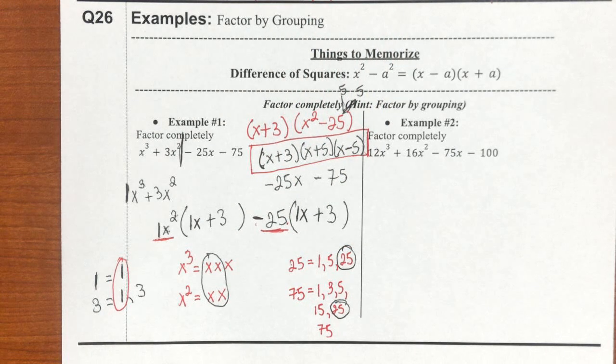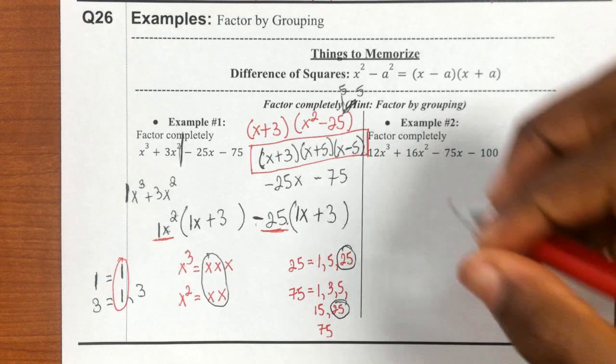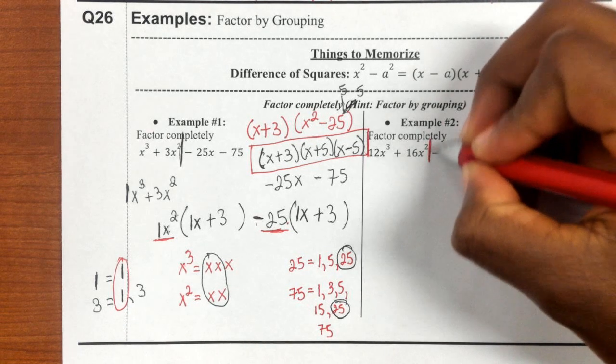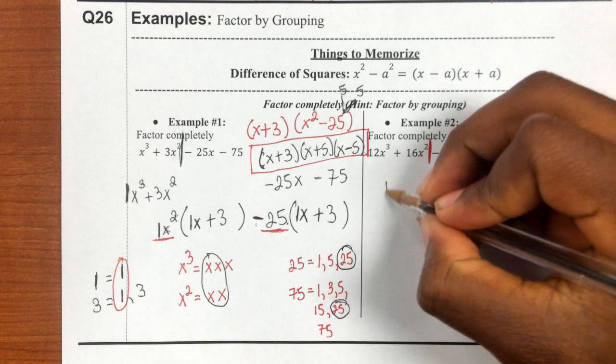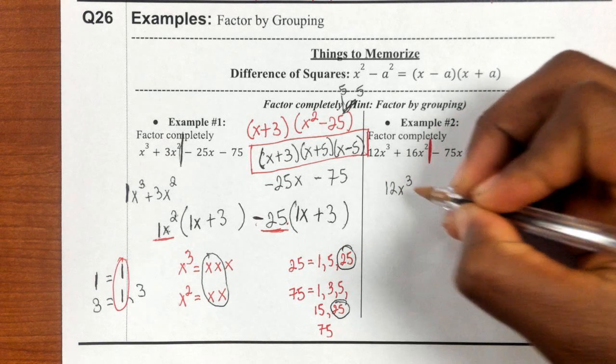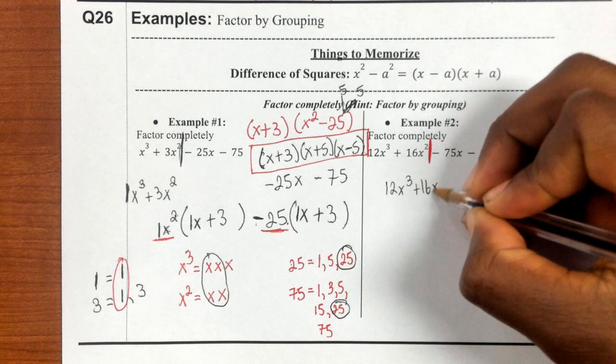So let's try to do the next one, guys. Again, we're going to factor by grouping. So I'm going to split this in half. That's the first thing I'm going to do. So I can factor my first group. My first group is 12x cubed plus 16x squared.